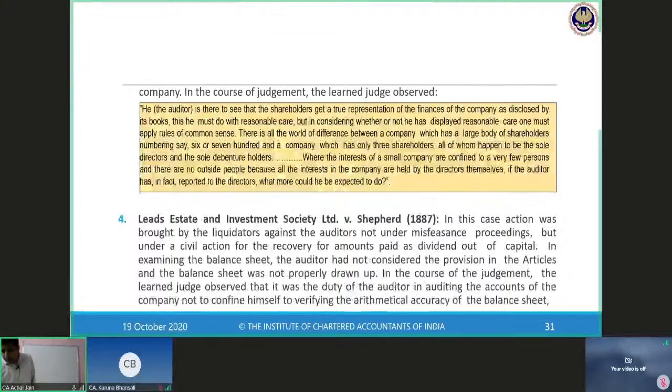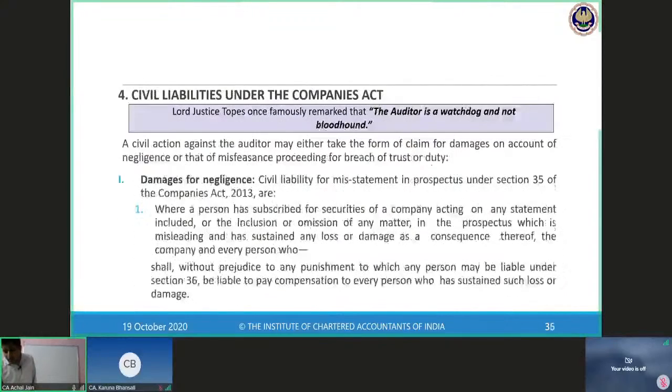So then we have a lot of case studies. I would suggest we can go through some of them. Now we can discuss some of the civil liabilities which may arise as per the Companies Act. So quickly on to that.